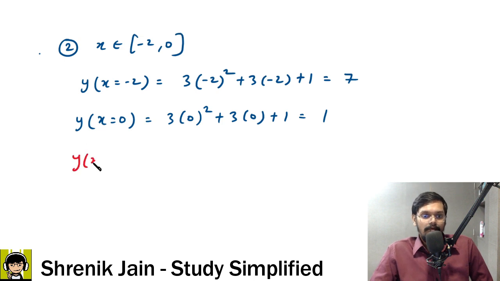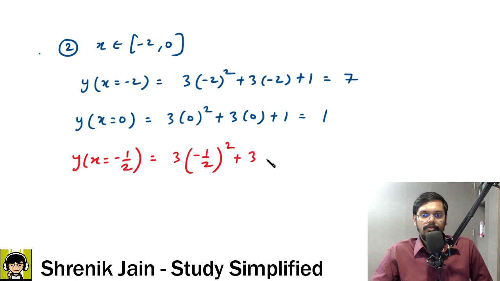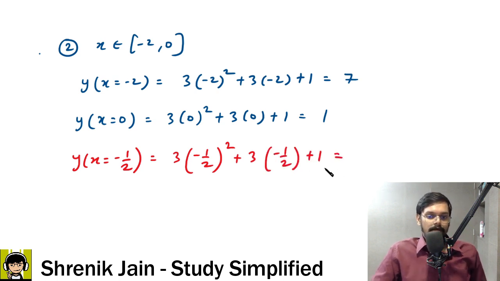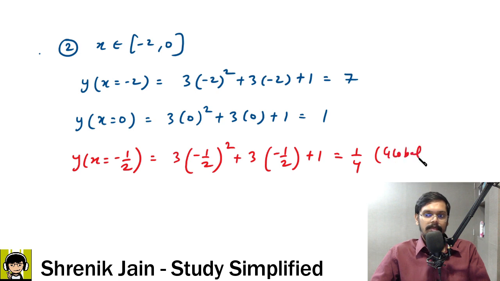Yes, check then. When x is equal to minus half, our answer is 3 into minus half the whole square plus 3 times minus half plus 1. So what is the answer? Sir, the answer is 1 by 4. Now check: is this the minimum or this the minimum? Sir, 1 by 4 is less than 1. So this would be the global minimum in that case, and this would be the global maximum. Understood now?